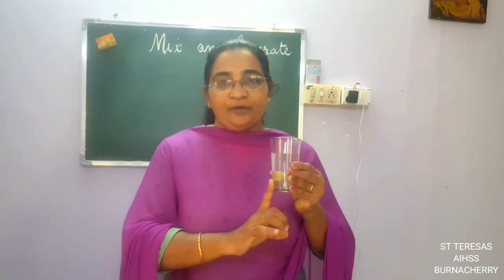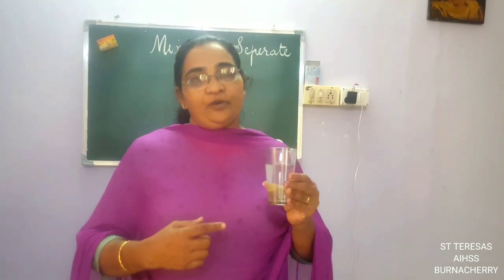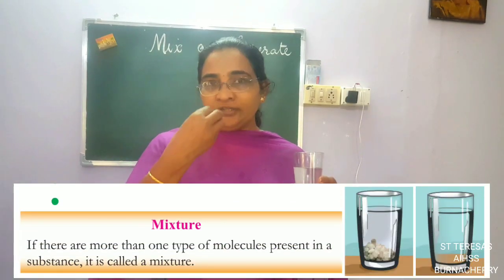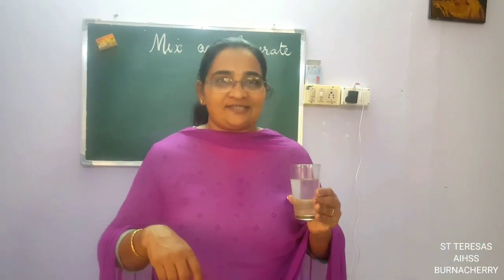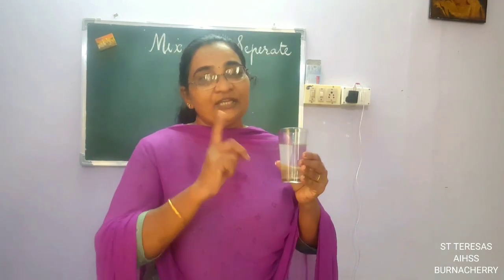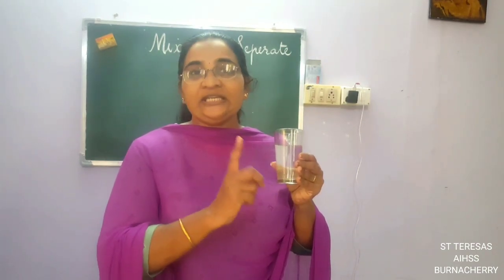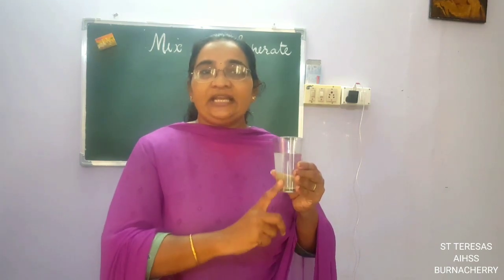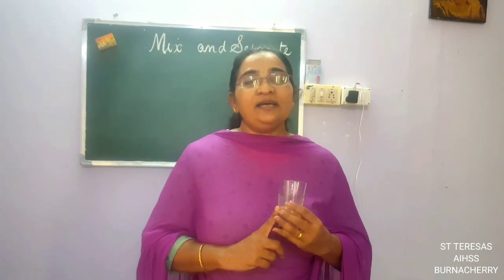So this has become more than one molecule. Such a substance which has more than one molecule is called a mixture. Not the mixture which we eat. Why is it called a mixture? Because many things are mixed in that, isn't it? Here also, why is this called a mixture? Because in this sugar water, this is no more water, no more sugar. This is sugar water. It is a solution. So in a solution, there is more than one molecule. So it is called a mixture.